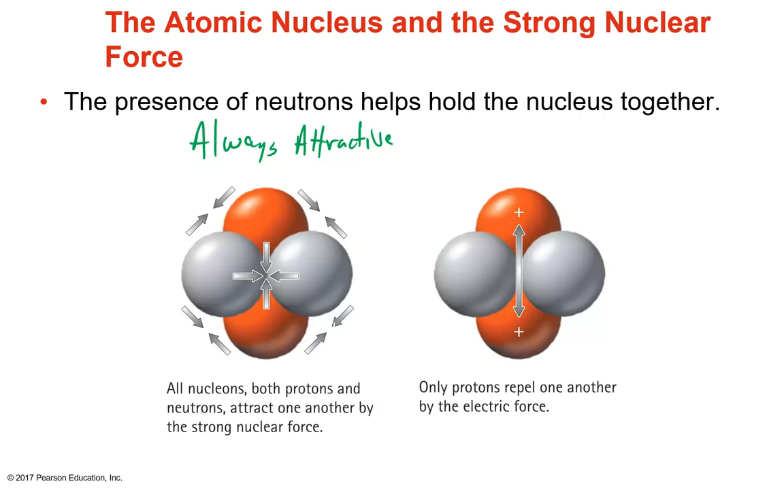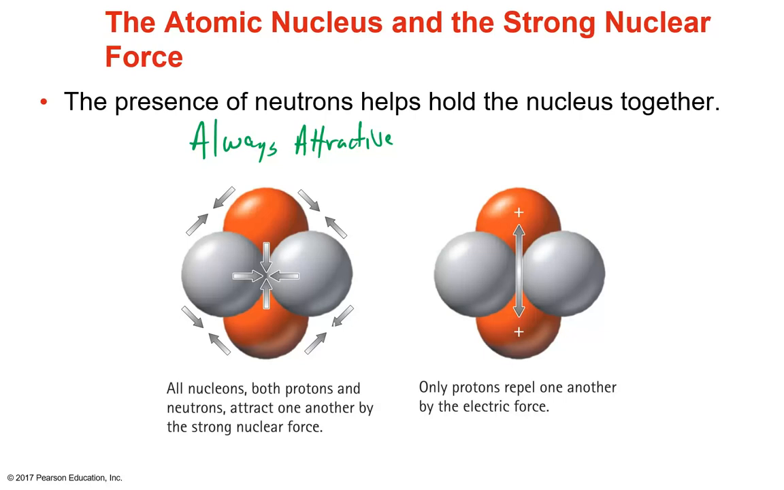But you also have that electric force, the thing that's holding the electrons to the nucleus, trying to push the protons apart. In a hydrogen atom, you only have one proton. There is no bonding. But in a helium, you have two protons and two neutrons. The protons are attracted through the strong nuclear force, but repelled through the electric force. The neutrons are attracted by the strong nuclear force to everything in the nucleus, and there's no repulsion on the neutrons.